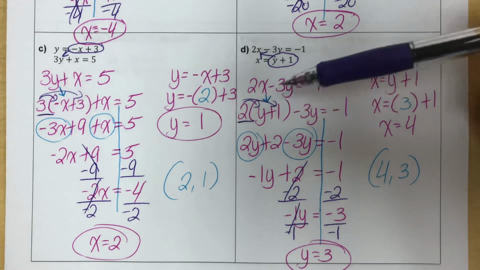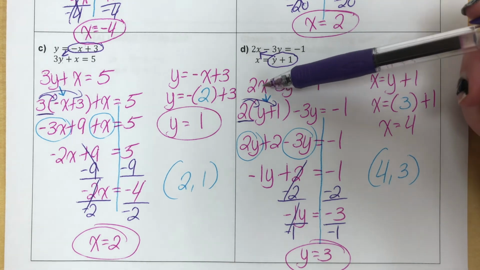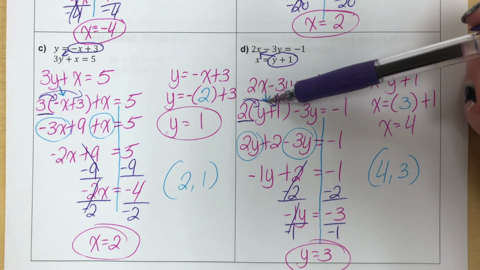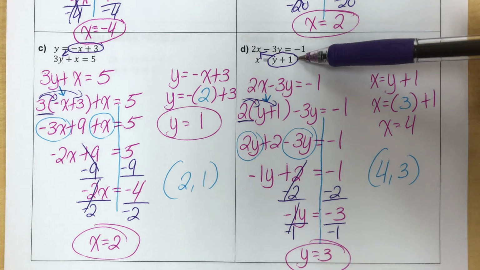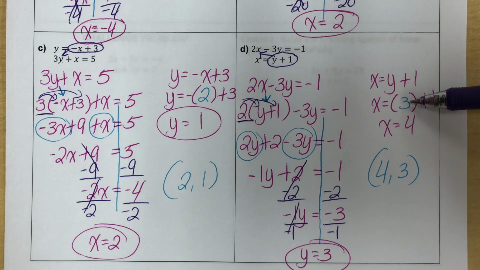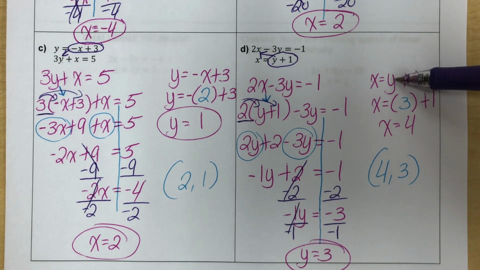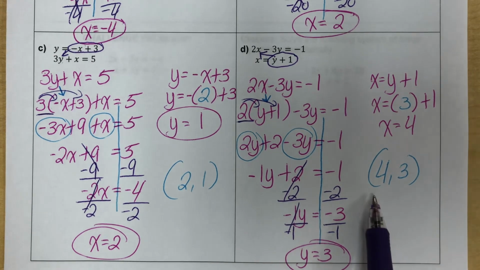Same thing with D. I took the bottom equation, I plugged it into the top. Anytime I saw an x, I replaced it with y plus 1. I solved it all the way through and got y equals 3. All right, and then again, that second equation looked pretty simple. So I plugged in y equals 3 to that bottom equation. All right, 3 plus 1 is 4. That means x is 4. Again, x is 4, y is 3. I wrote it like a coordinate point.